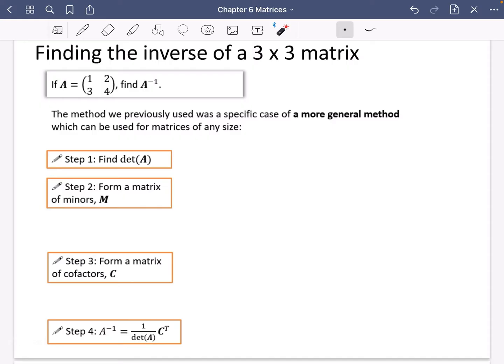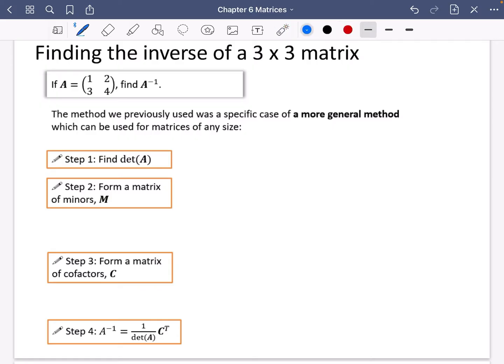Now, finding the inverse of a 3 by 3 matrix is actually the same process as for a 2 by 2 matrix, which is just a specific case. To find the inverse of a 3 by 3 matrix, we follow this long process, but I'm going to show you how it's the same process as with a 2 by 2. So let's try it with a 2 by 2, and then we're going to extend these ideas to a 3 by 3. The method that we previously used was a specific case of a more general method, which can be used for matrices of any size. So although I'm saying we're doing it for a 3 by 3, in theory you could do this for 4 by 4 and other sizes as well.